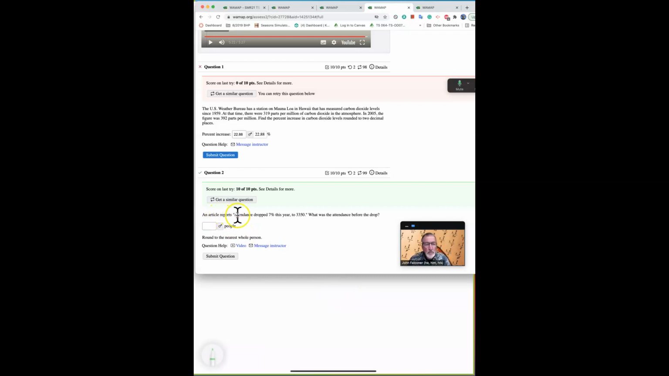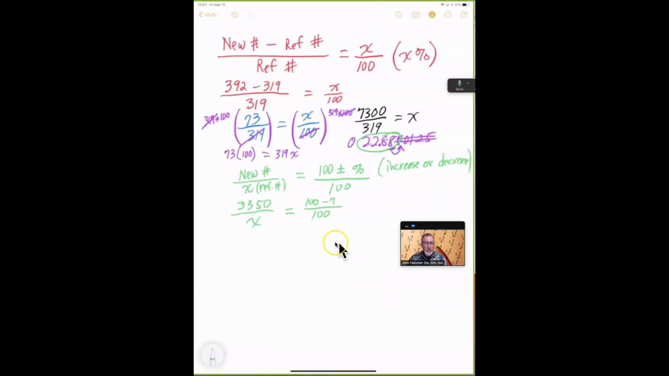An article reports attendance dropped 7% this year to 3,350. What was the attendance before the drop? Okay, so in this case, we're trying to back-calculate the original number, this reference number. We do it in a similar way, and this is the formula.